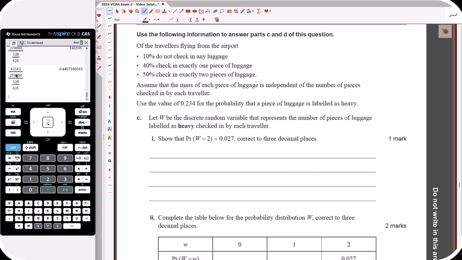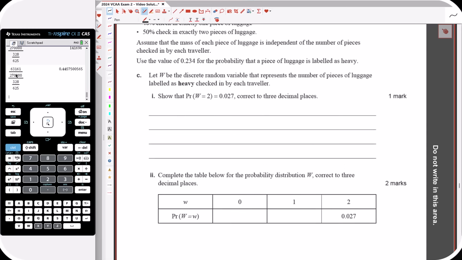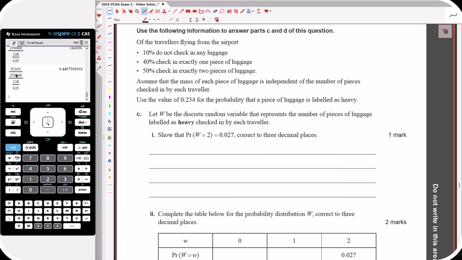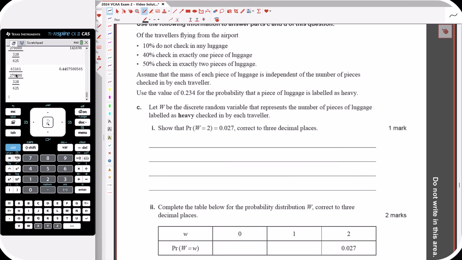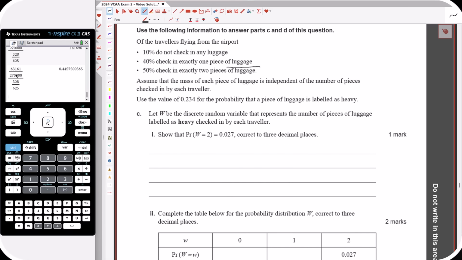Let W be the discrete random variable that represents the number of pieces of luggage labelled as heavy checked in by each traveller. Okay, so we want to show that the probability of W equaling 2 is 0.027. W is the number of pieces of heavy luggage checked in, so we want the probability that a traveller checked in two heavy pieces of luggage. To do that, they have to have first checked in two pieces of luggage. Only 50% of people check in two pieces of luggage, and then both of those pieces have to be heavy.